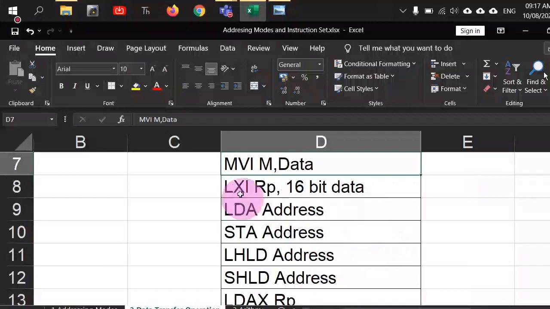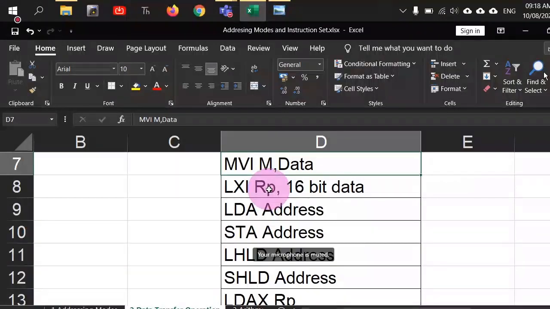Now the next command is LXI RP 16-bit data. It is similar to MVI command, and since it has an X, it will be dealing with 16-bit data, and I means immediate data will be copied. It will be loaded into the register pair that you are specifying. So the 16-bit data or 2-byte data will be loaded into the register pair that you specify, and the register pair could be either HL, BC or DE pair.